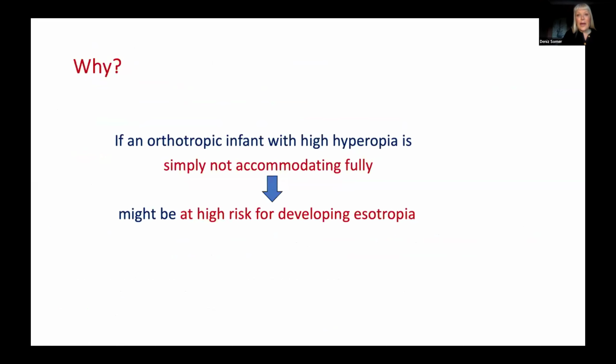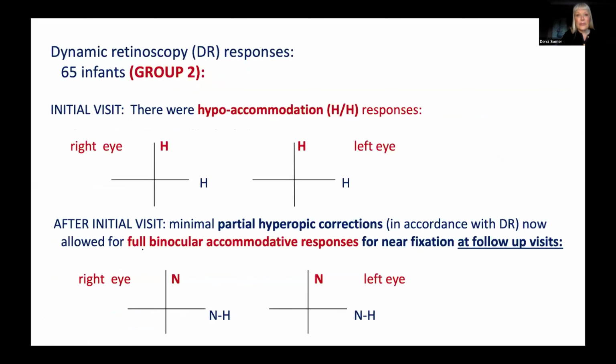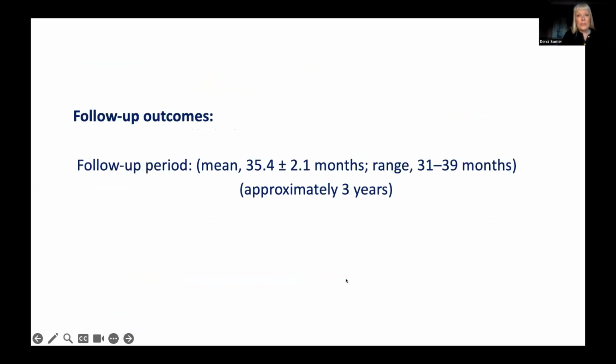Because if an orthotropic infant with high hyperopia is simply not accommodating fully, he or she might be at risk for developing esotropia. If hyperopic hypoaccommodation dynamic retinoscopy responses were observed, the examiner continued to introduce plus lenses in .25 diopter steps in front of each eye in turn to determine the minimum hyperopic correction needed to neutralize the with-motion in both eyes. The partial hyperopic correction that allowed for full binocular accommodative response was prescribed for full-time wear. In other words, at the initial visit, there were hypoaccommodation responses. And after the initial visit, minimal partial hyperopic corrections now allowed for full binocular accommodative responses for near at follow-up visits. Follow-up was approximately 3 years.